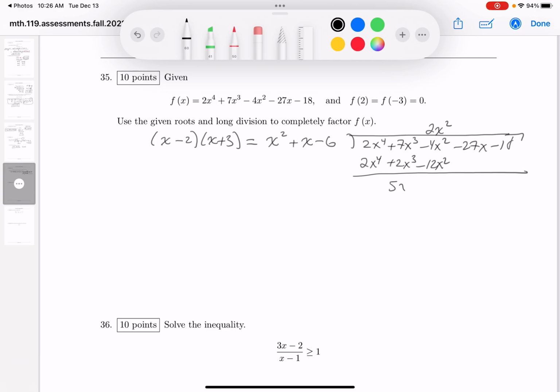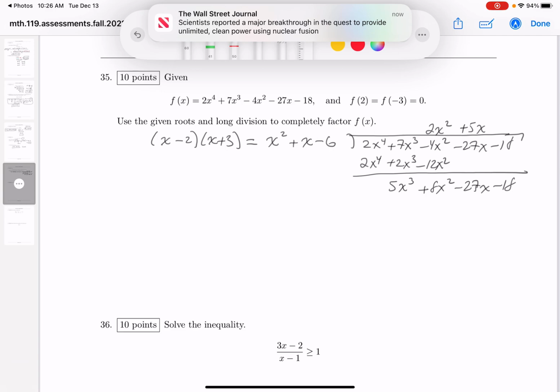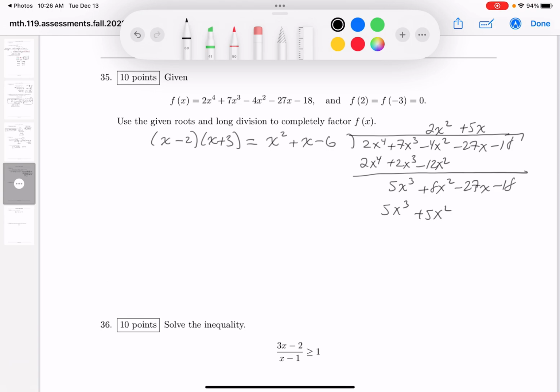You get 5x cubed, then plus 8x squared minus 27x minus 18, plus 5x. You're going to get 5x cubed plus 5x squared minus 30x. You're going to subtract, and you can get 3x squared, plus 3x minus 18 plus 3. You're going to get 3x squared plus 3x minus 18.